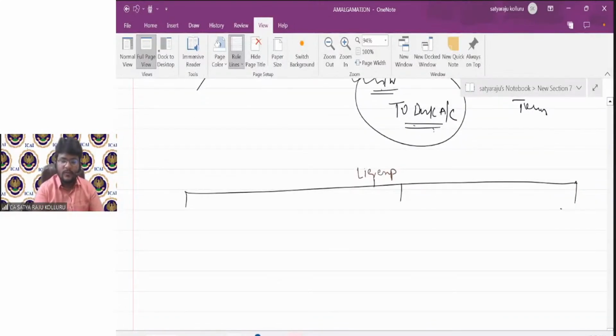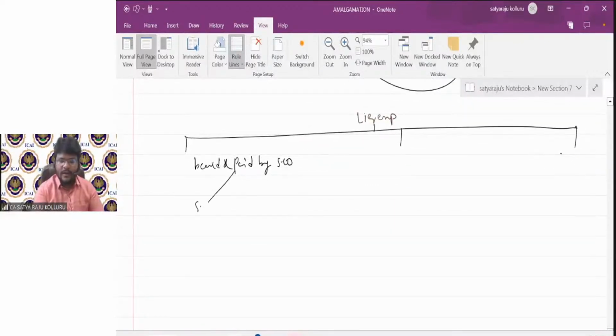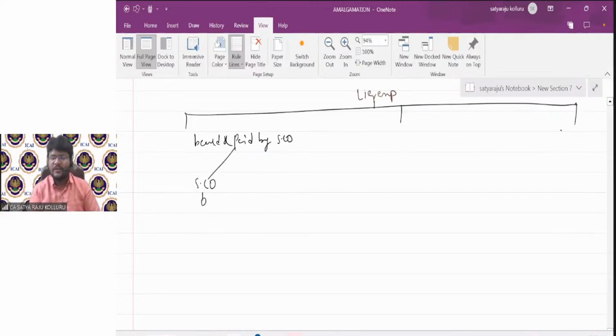If liquidation expenses, the first case, are borne and paid by the selling company, then in the books of the selling company, what is the journal entry, guys? The original entry is liquidation expenses to cash. Liquidation expenses should be closed and transferred to realization. That's why the entry is realization to cash. Then in the books of the purchasing company, there is no entry at that point of time because it is nowhere relevant to the purchasing company.